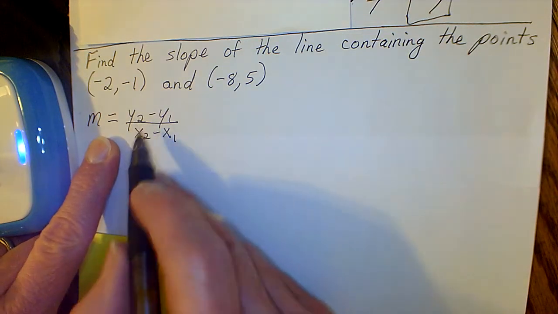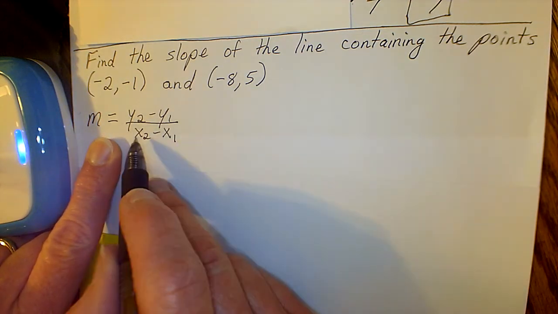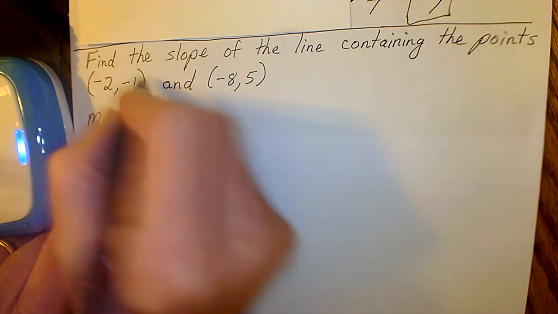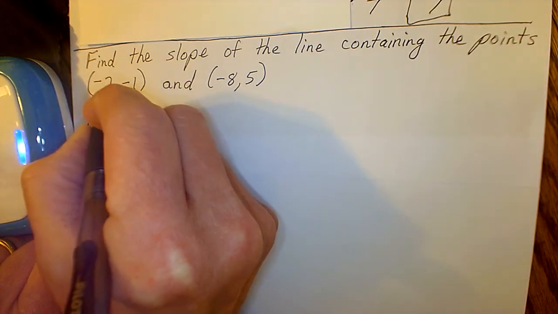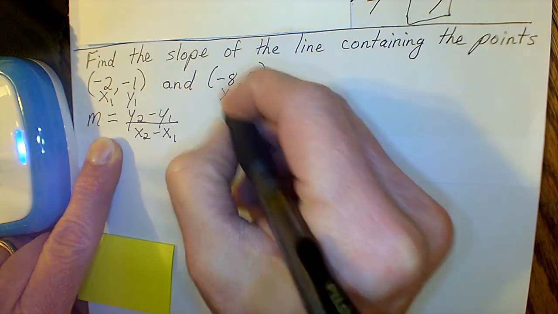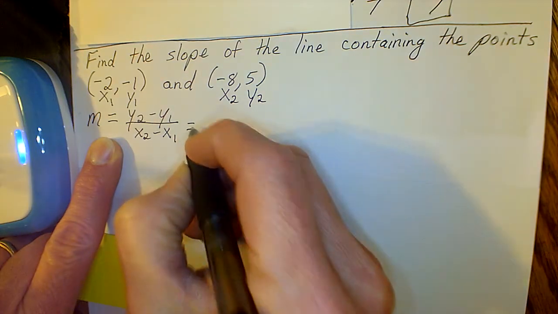So we're in need of a y2 and a y1 and an x2 and an x1 to plug into our equation. And so we need to go up and decide which one of these we're going to call point 1. We'll call this point 1. That would make this x1. This will be y1. This is our second point, so this will be x2. 5 will be y2. So now we've got numbers to plug in.